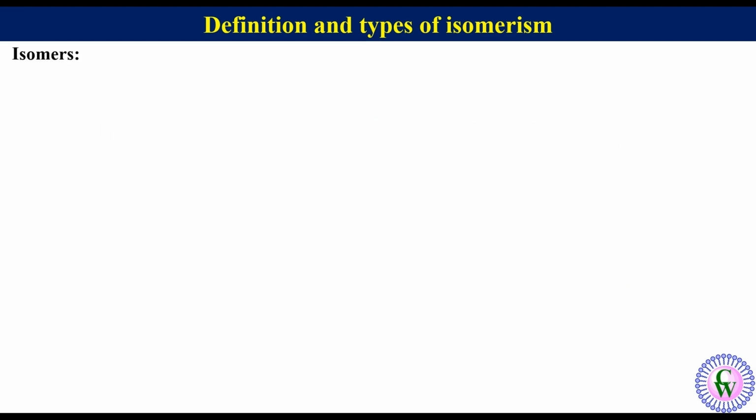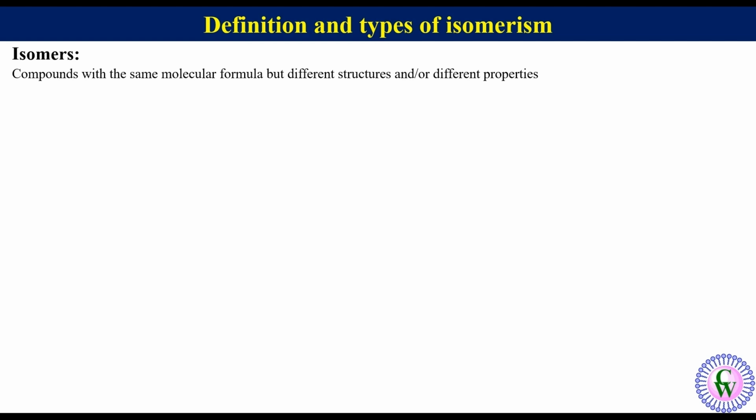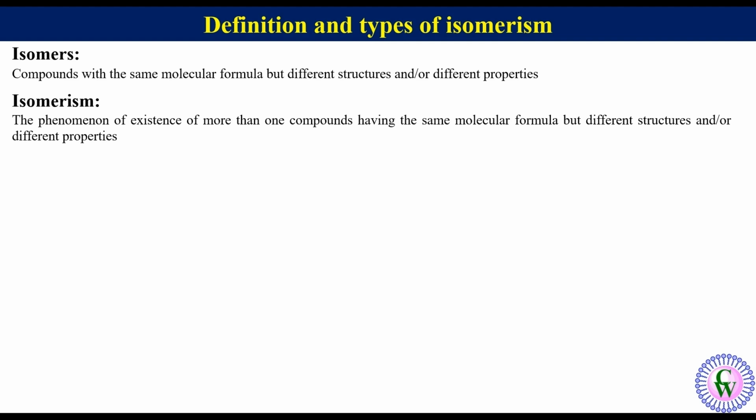You might have seen that there are more than one different compounds having same molecular formula. These are called isomers. So, we can define isomers as compounds with the same molecular formula but different structures and/or different properties. Coming to isomerism, it is defined as the phenomenon of existence of more than one compounds having the same molecular formula but different structures and/or different properties.